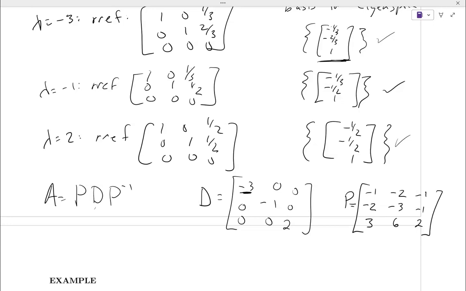How you got the D? Remember, we had -3, -1, 2 as our eigenvalues. That's always going to be our eigenvalues. The order doesn't matter as long as you're consistent. So what I mean by that is, if I put -1 here and -3 here, then you would flip the 2 columns here. Okay. You just have to match them, right?